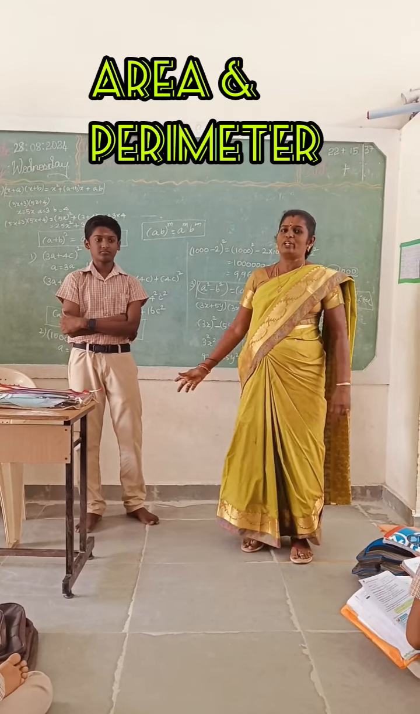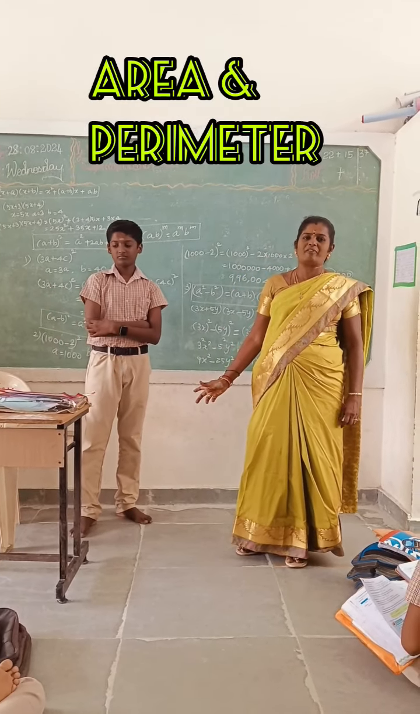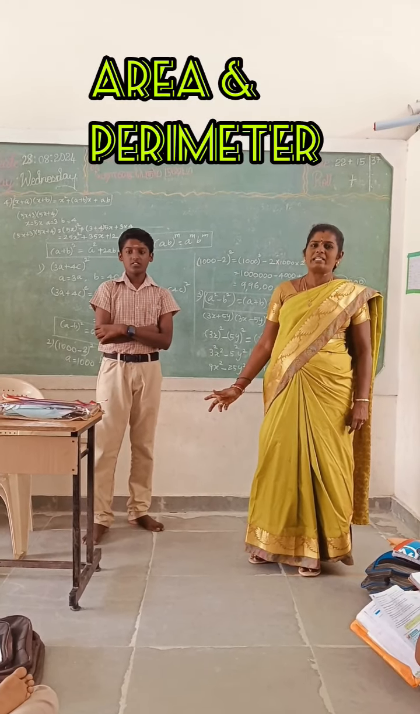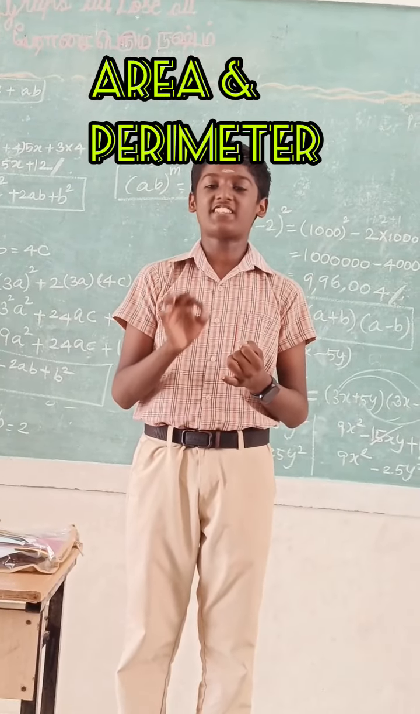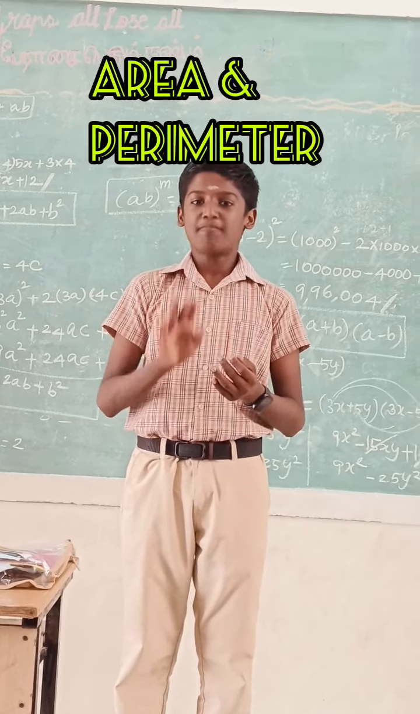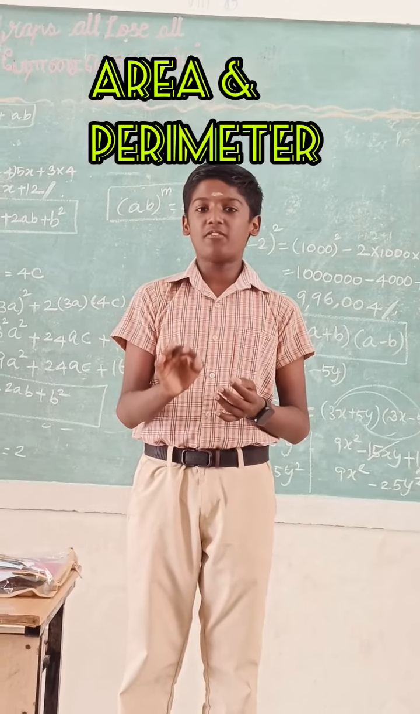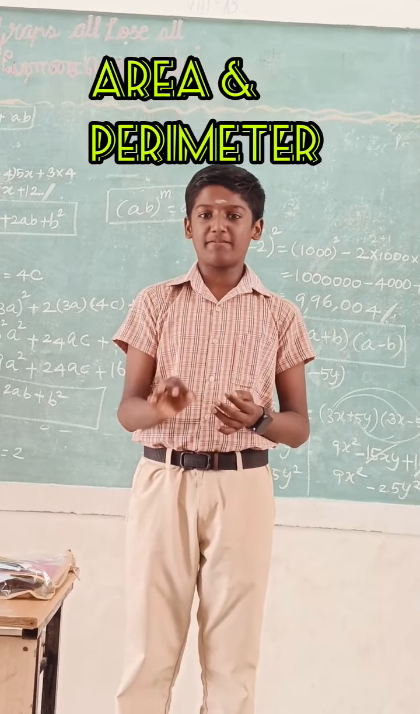Today's children are going to learn about the area and perimeter formulas of shapes. Please listen carefully. Area: the occupied surface of an object is called area. Perimeter: the sum of the boundaries of a shape is called perimeter.